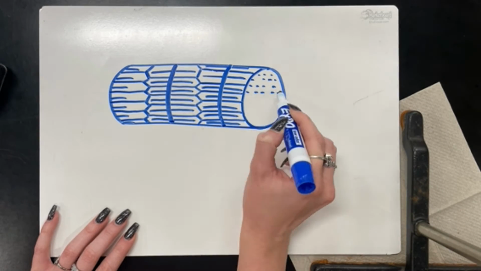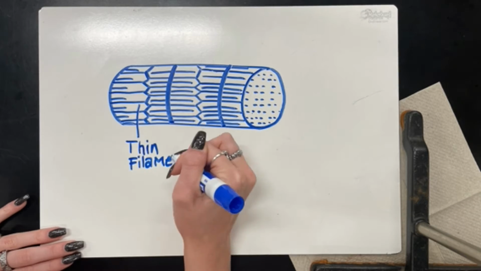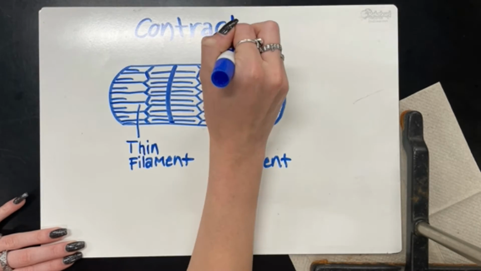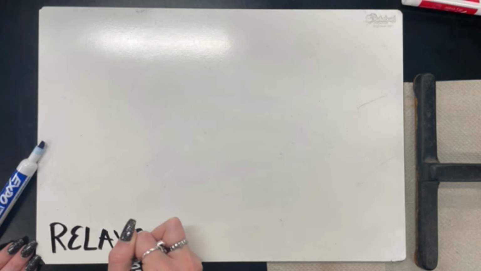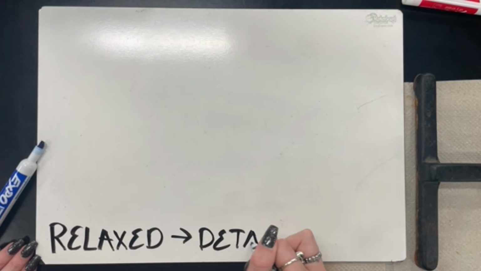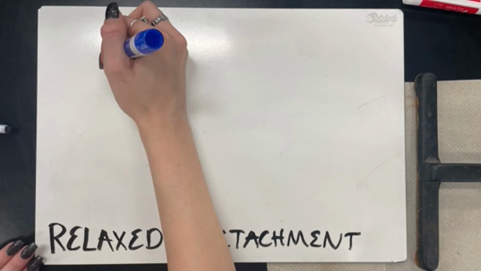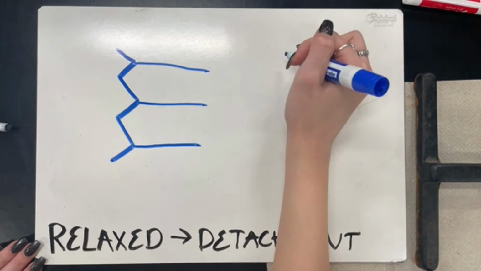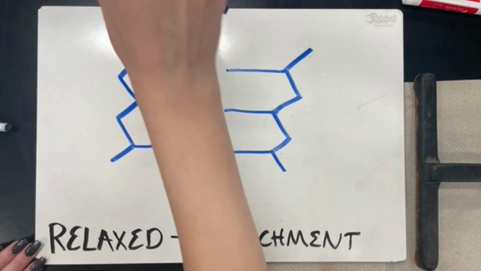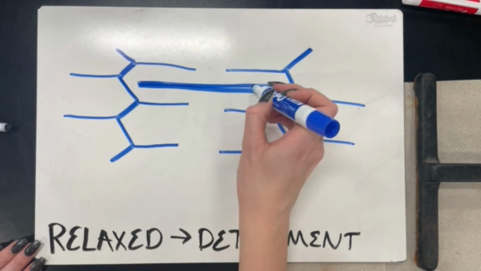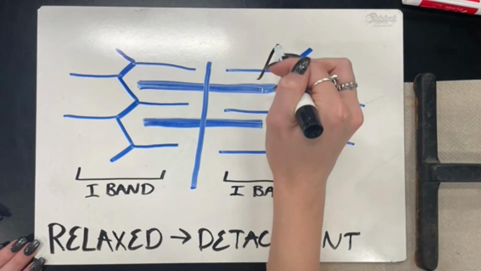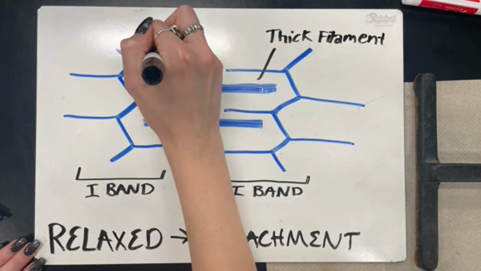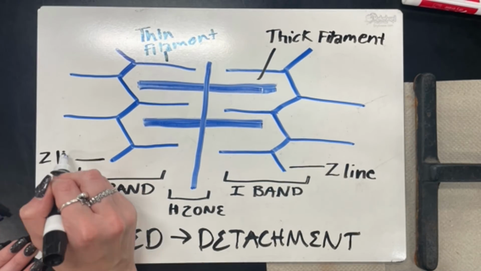Here is our contracted sarcomere zoomed out, with the thick and thin filaments labeled. Here is our relaxed sarcomere up close, where you will see thick and thin filaments spread out with the gaps in between. When the sarcomere is relaxed like this, you are able to see the Z lines spread apart, the H zone at its maximum length, and the I bands at their maximum length as well.